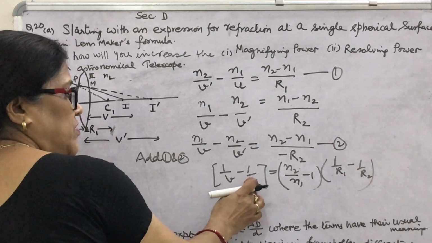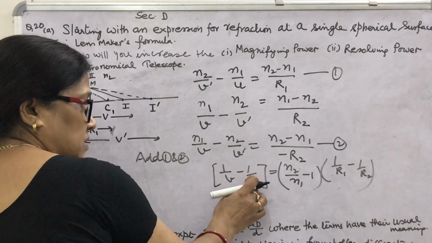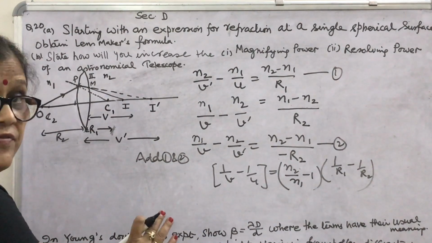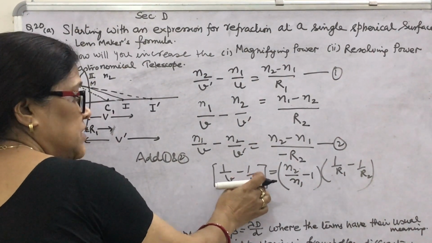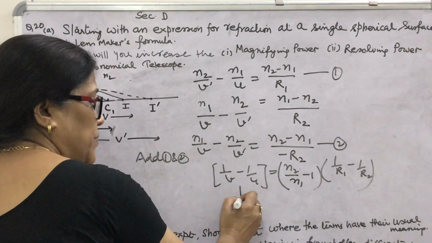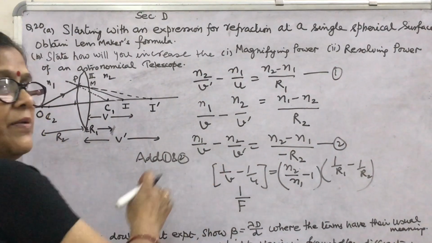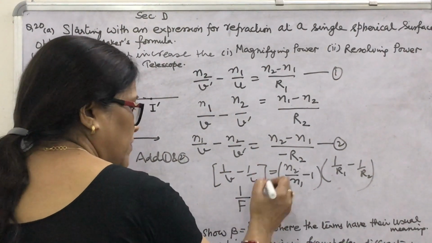Now if U is infinity, object is at infinity, then V will be F. What can you write here? 1 upon V minus 1 upon U is 1 upon F. If the object is at infinity, then the image will be at the focus, F. V equal to F.